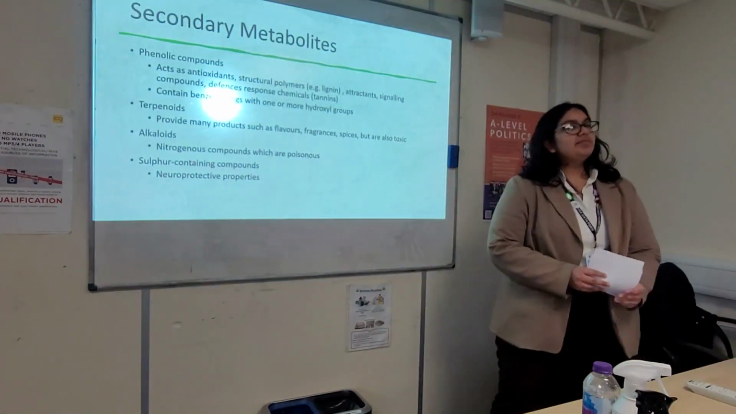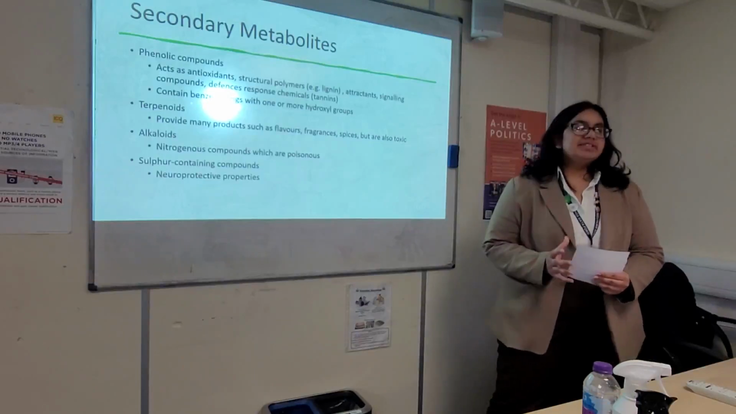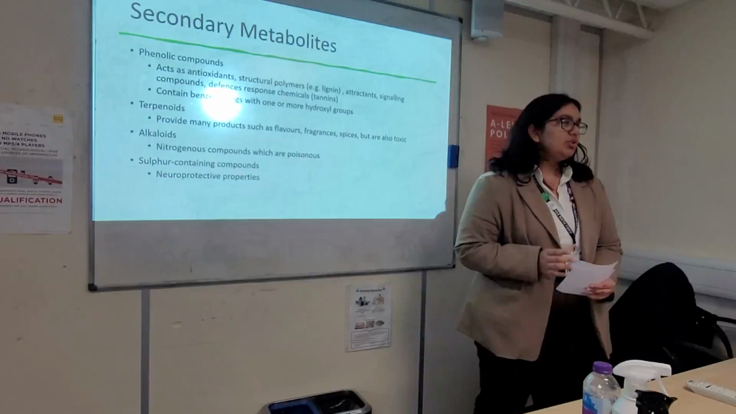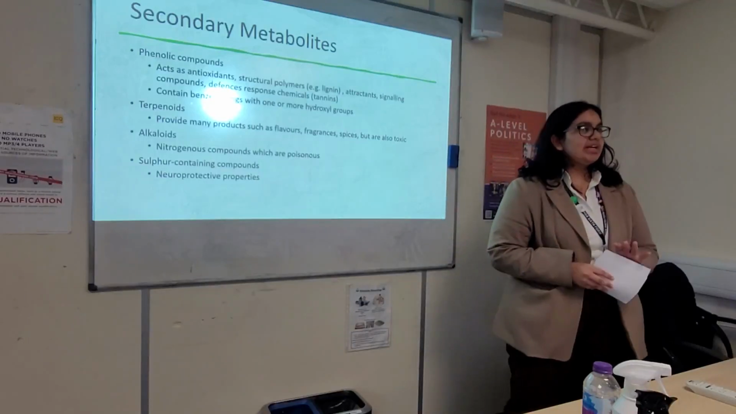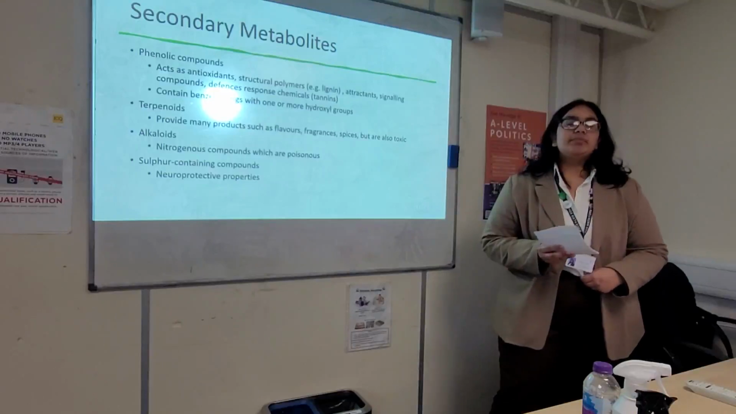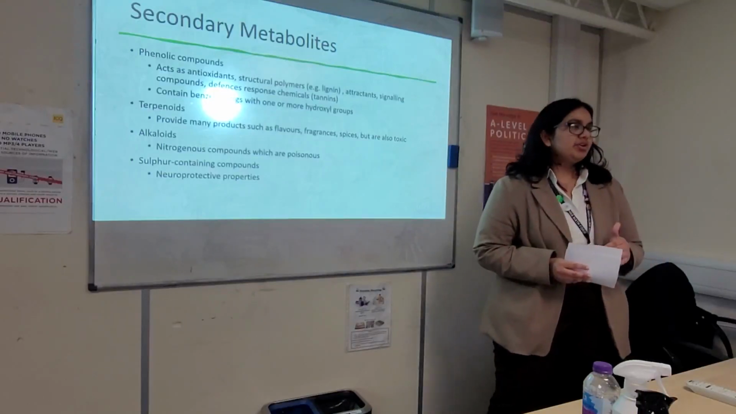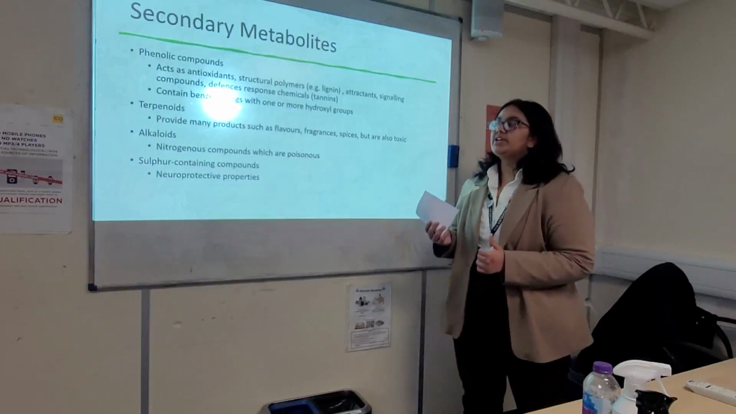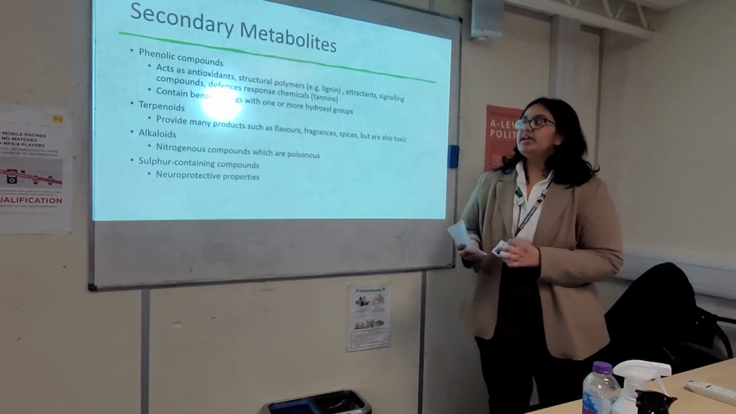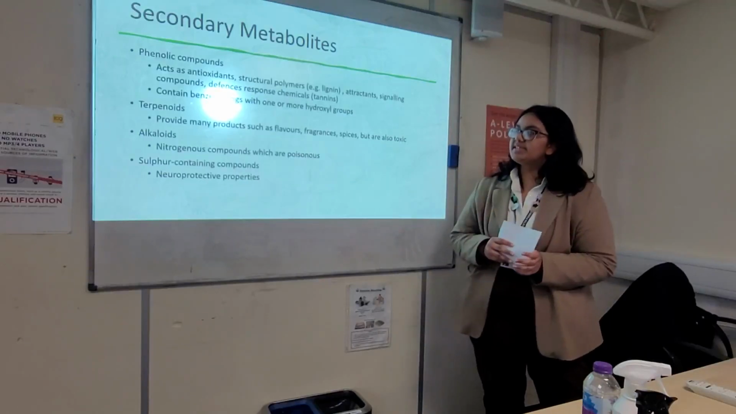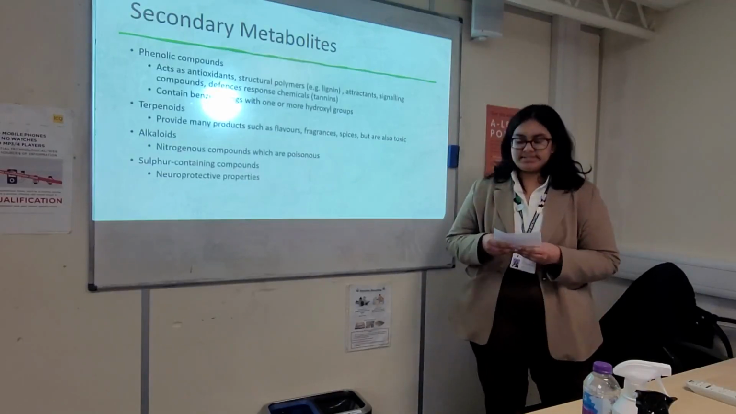So plants synthesize primary metabolites and secondary metabolites. Primary metabolites are things like glucose and amino acids, which are used directly for plant growth. And secondary metabolites are chemicals which help the plant survive better in its environment, like an evolutionary bonus, which is why we use secondary metabolites in medicine. They're split into four main groups: phenolic compounds, terpenoids, alkaloids, and sulfur-containing compounds.